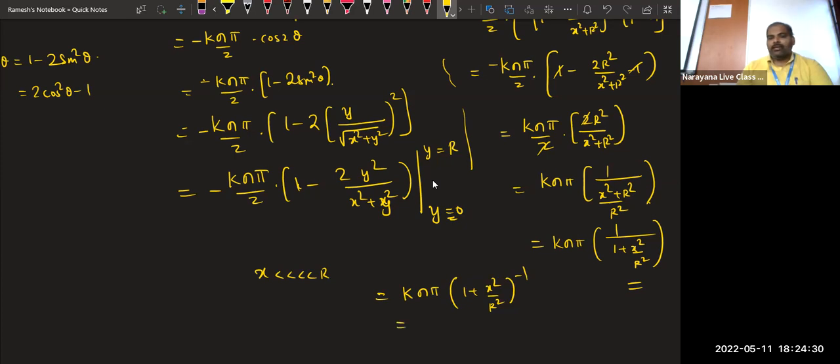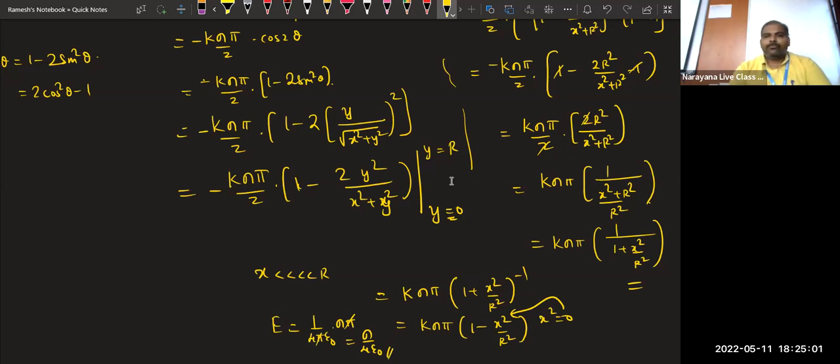So I can take k into sigma into pi and 1 minus x square by r square by using the, what do you say, binomial theorem. As x value is very little, na? X square value I can put 0. So what is the electric field equal to? K sigma pi. K value how much here? 1 by 4 pi epsilon naught into sigma into pi. Pi cancels out. So sigma by 4 epsilon naught. This is electric field due to this one.